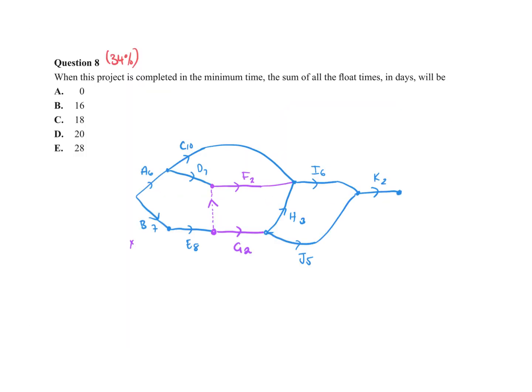Okay, so with the next question, it says when the project is completed in the minimum time, the sum of all the float times in days will be. So remember, the critical path has 0 float times, but all the rest will have a float time. So I've got no choice but to do that critical charting all the way through. So I'm going to start here. I've got A and I've got B. They're 0 and 0.